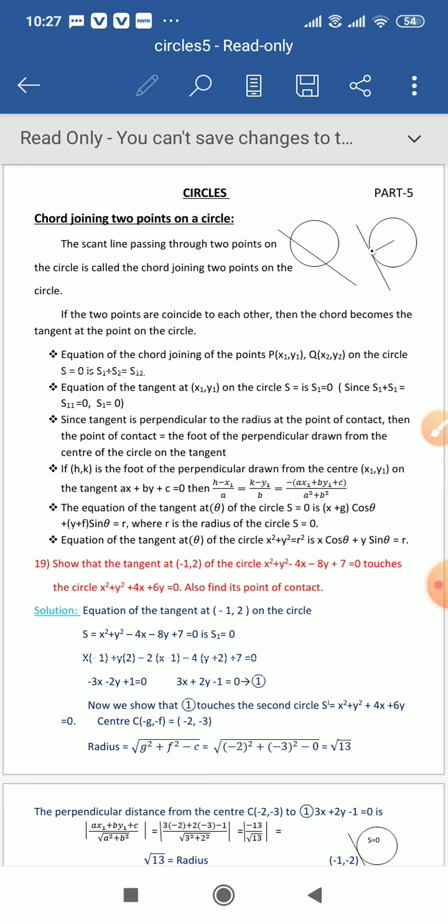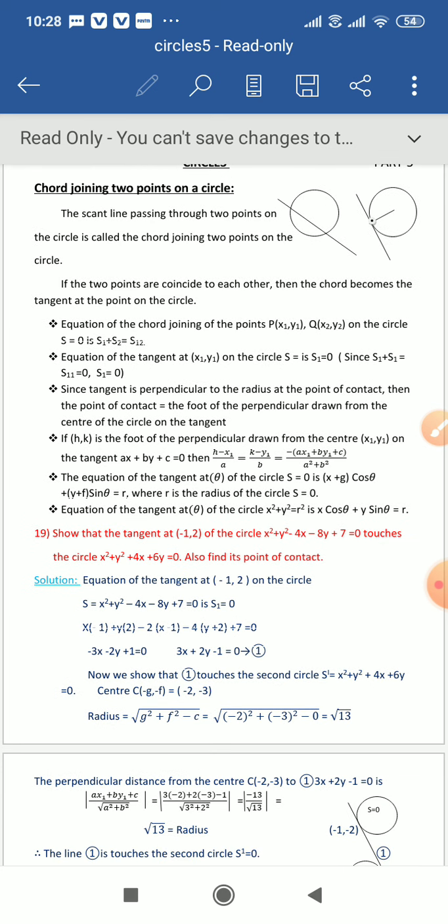Okay. So next one, if the point is in terms of parametric form, that is theta. Suppose the parametric point is theta, the equation of the tangent at theta of the circle S = 0 is (x + g) cos theta + (y + f) sin theta = r. Here what is r? r is the radius of the circle.